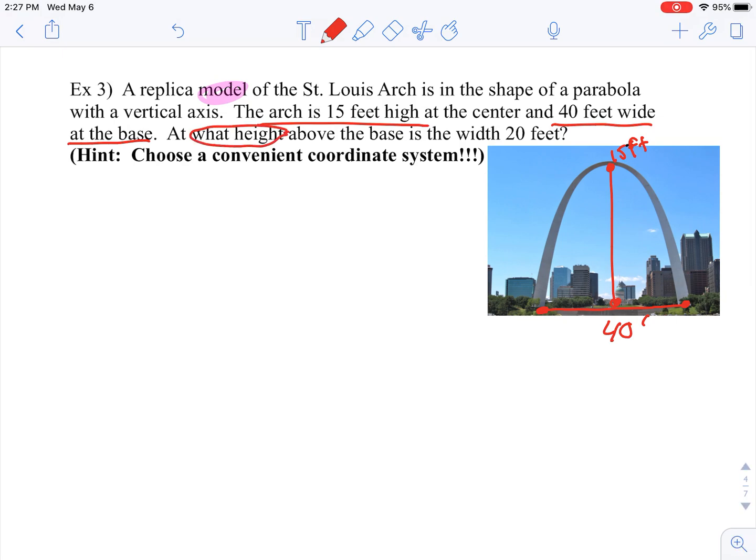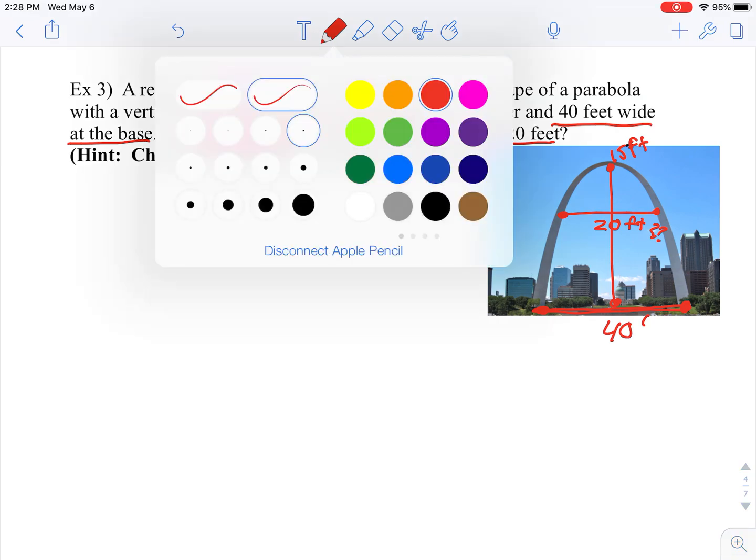What we want to know is at what height, so keep in mind we're going to be solving for height in this problem. At what height above the base is the width going to be 20 feet? We know down here at the bottom that the width is 40 feet. What I want to know is at what height will that width be 20 feet? That's what we're trying to figure out.